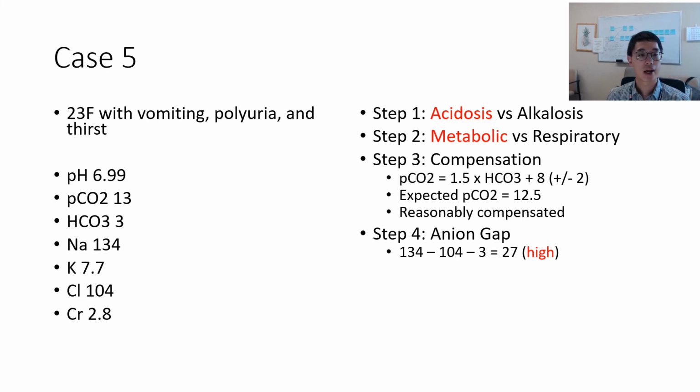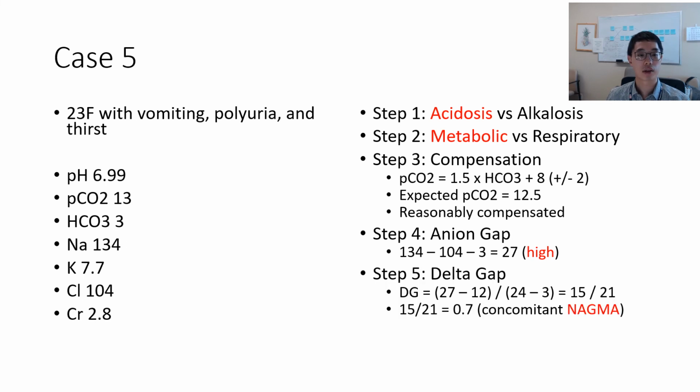Now let's calculate the anion gap. 134 minus 104 minus 3 is 27. We have a high anion gap metabolic acidosis. So let's calculate our delta gap.